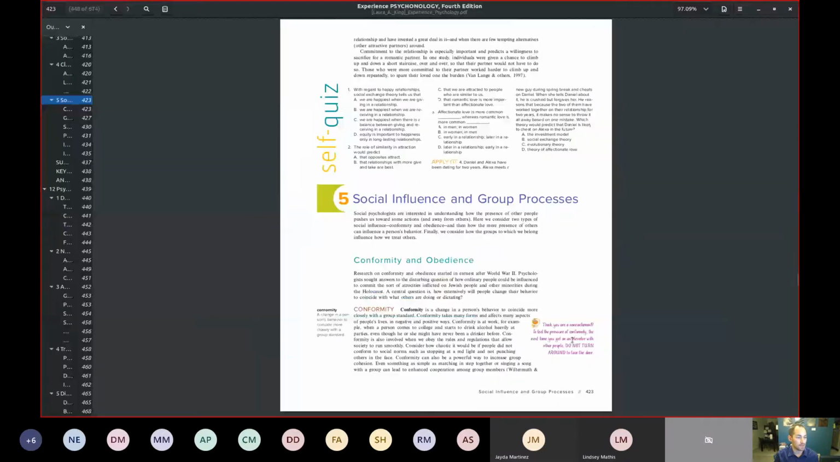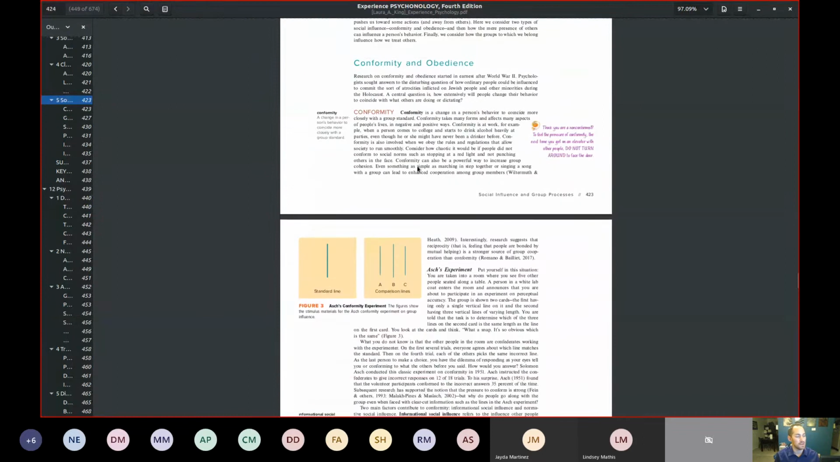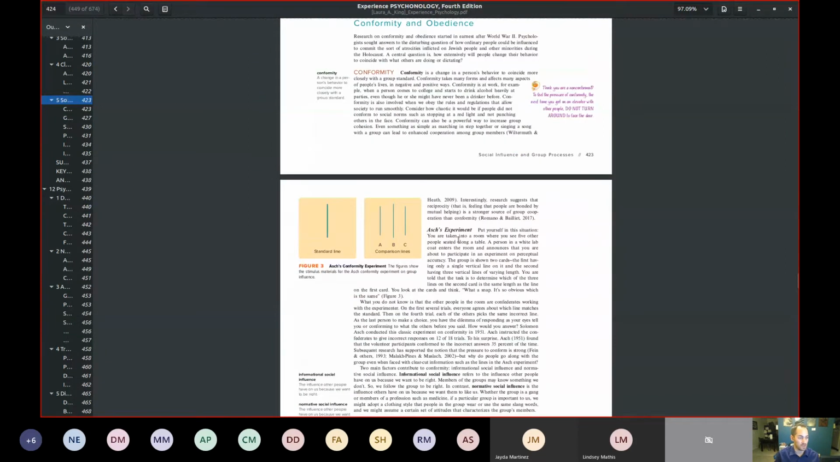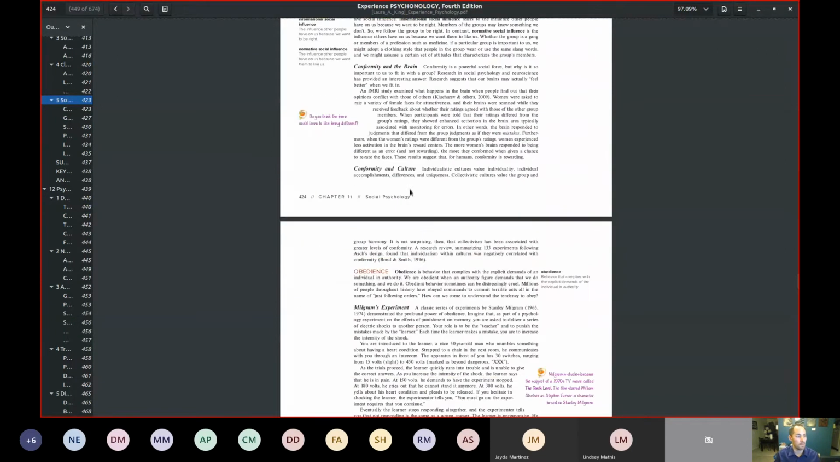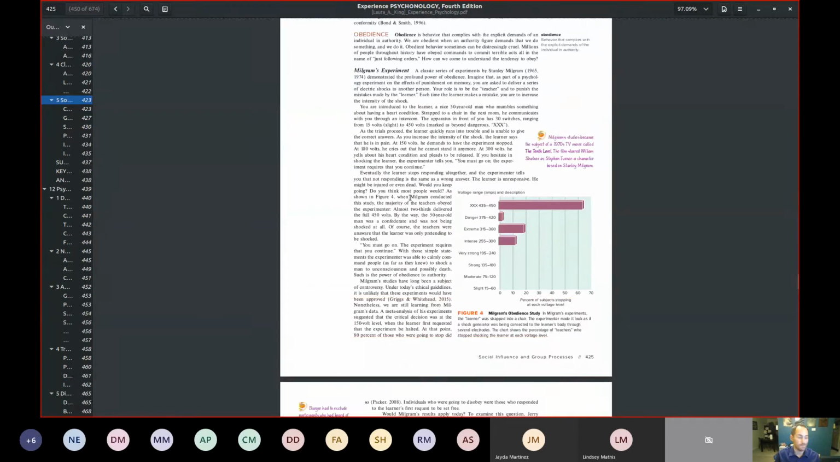So coming back here to the textbook, 423, it starts talking about social psych topics, which we'll be covering within this second unit. This will be the last chapter in this unit. So it talks about conformity, Asch's conformity experiment, talks about Milgram's experiment with shocking people.